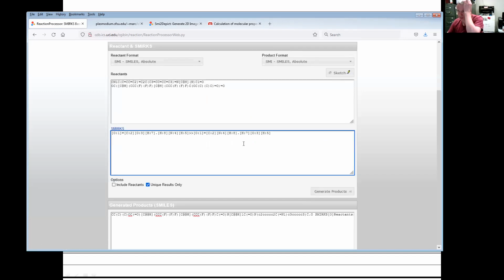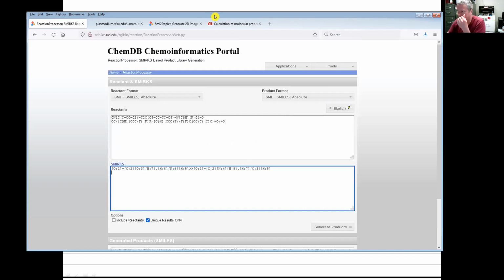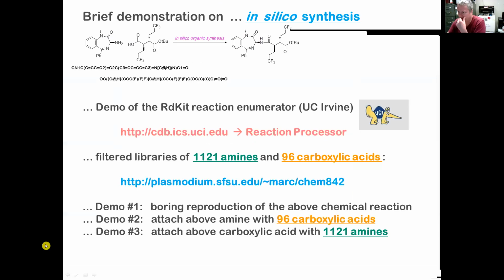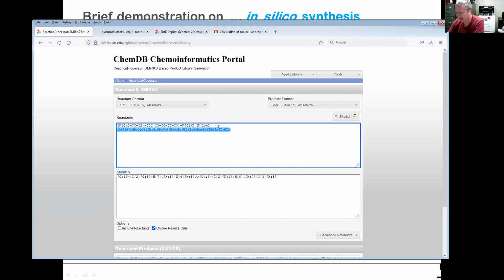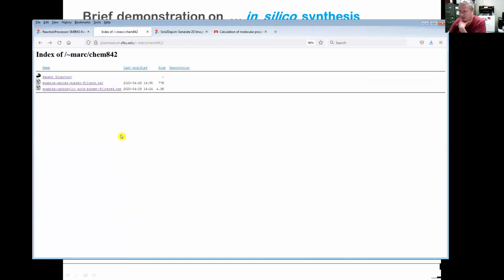Now let's go back to demo two. Attach the above amine with 96 carboxylic acids. To do that, I'm going to delete this carboxylic acid, right? Keep the SMIRKS. And now I go to my website and I have that link that I provided. And we're going to go to the carboxylic acids filtered section.